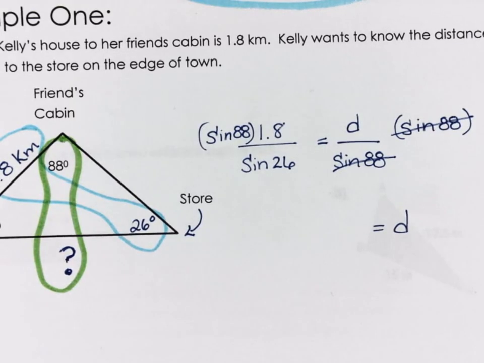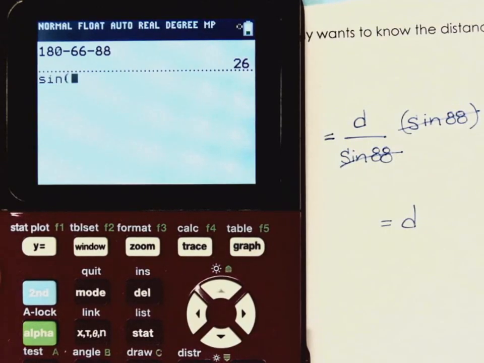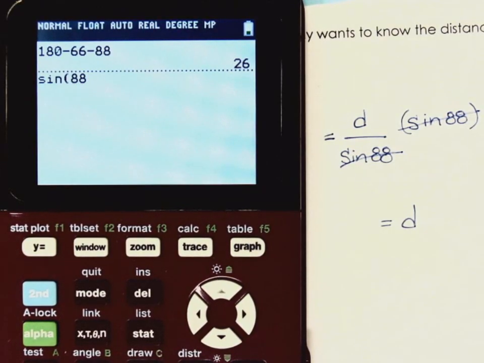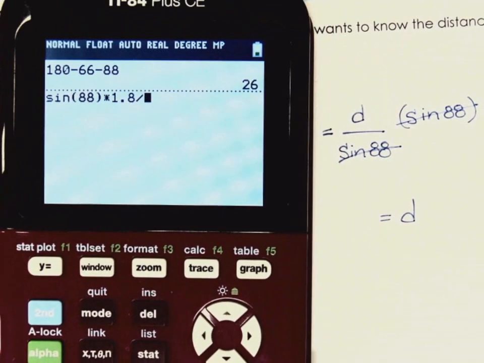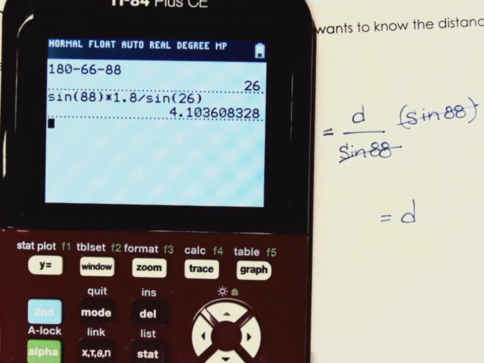So I would suggest in your calculator, I'm going to do sine of 88. Now notice my calculator opens a bracket right away. So I'm going to close my bracket and then I'm going to say times by 1.8. Everybody good with that? Yep. And then I'm going to divide by sine of 26. So sine of 26. Again, my calculator opened that bracket for me. So I'm going to close it and I'm going to hit enter. So is that an angle or is that a distance measurement?